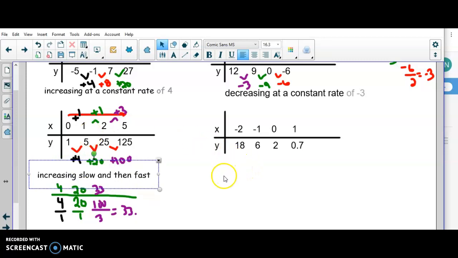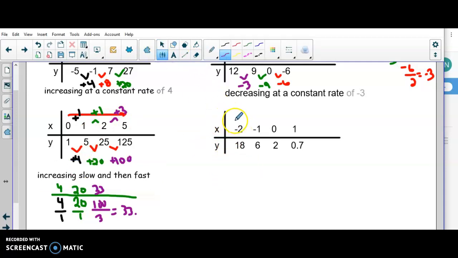And then our last pattern we have here. Again, we have negative values in our x's, but that's okay because they go in increasing order. They go from lowest to highest. So this is increasing, but our y's are decreasing. They go 18, then 6, then 2, then 0.7. So our first value, we go from 18 to 6. So we go down 12.